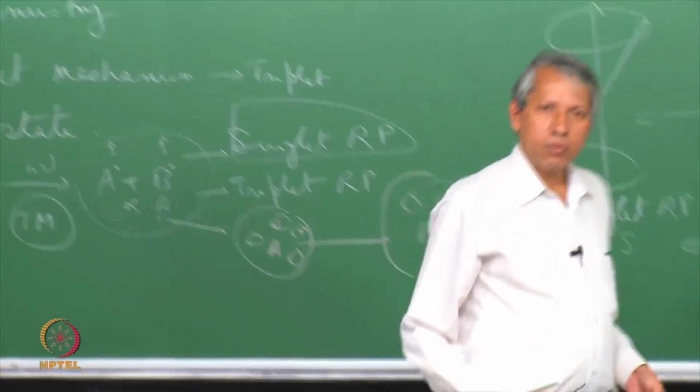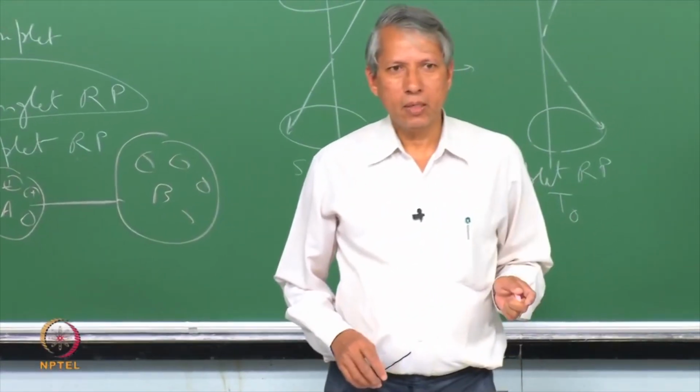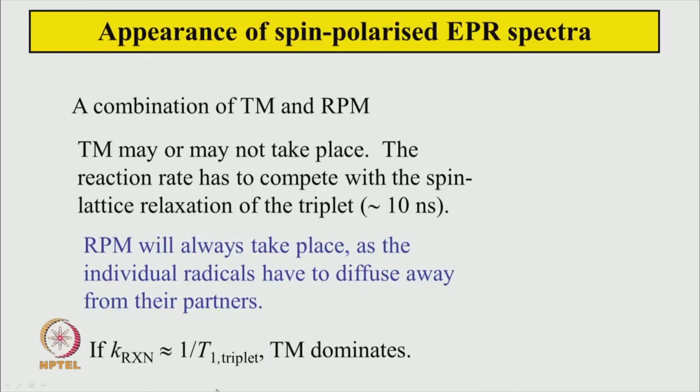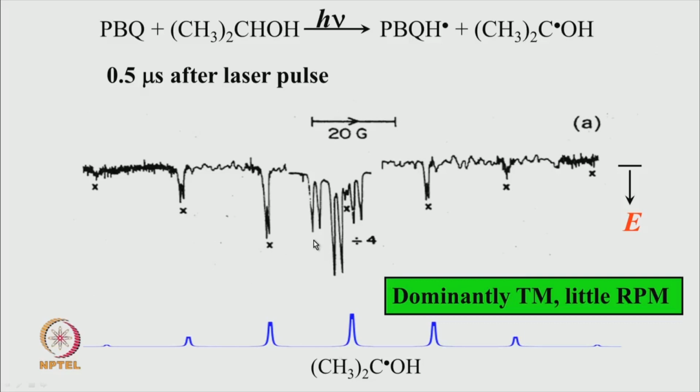The only thing is that for TM to take place, the triplet state must react, and the rate of reaction has to be very fast and comparable to the spin-lattice relaxation rate of the triplet state. Only then will TM dominate. So, here is an example where TM dominates now, but RPM is also there.